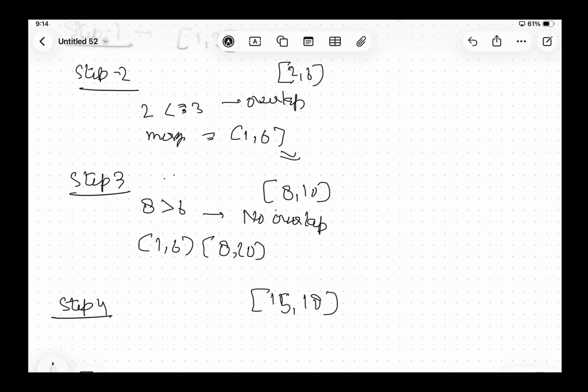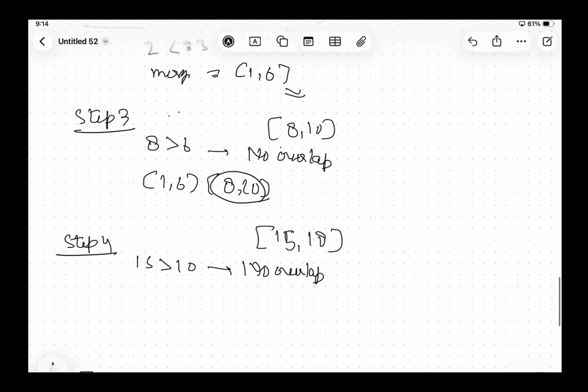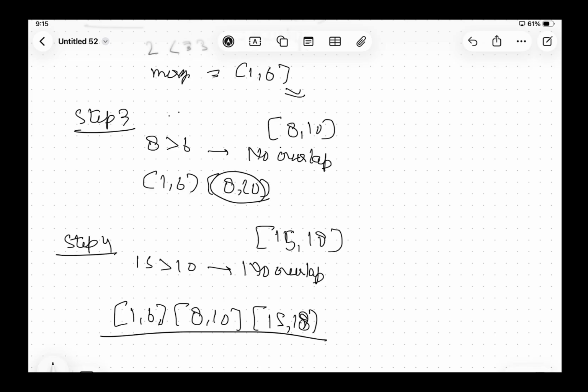The last processed one is 8, 10. 15 is greater than 10, again no overlap, so I add it again. My answer becomes 1, 6, 8, 10 and 15, 18. This is the final result. If you notice, we only compared with the last interval, not all the intervals. This is the benefit of this pattern, the interval pattern.